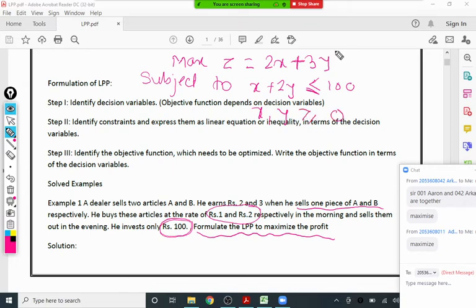So this is one of the simplest problems that we have. And you'll observe we already formulated this LPP. We have the objective function, we have the constraint, and lastly the non-negative restriction. So these three things should be there in a solution, and that gives us the LPP.